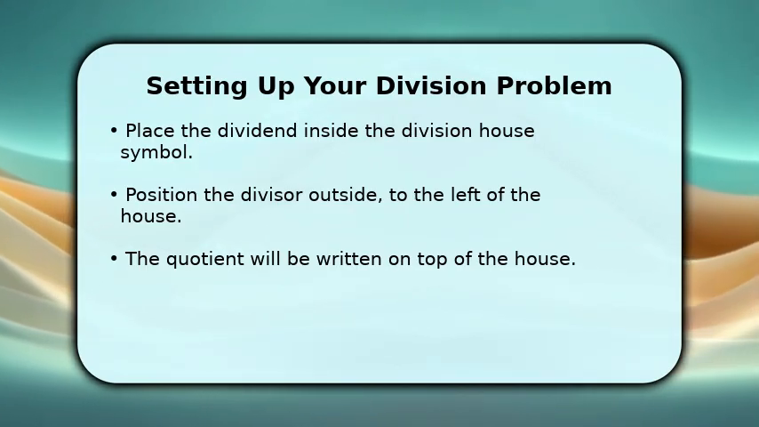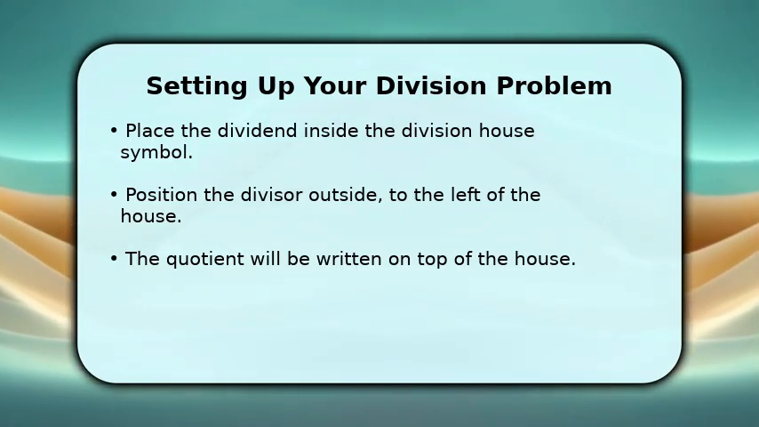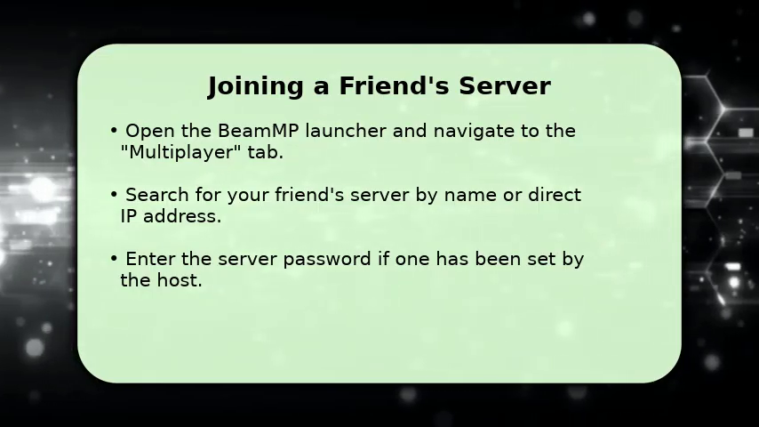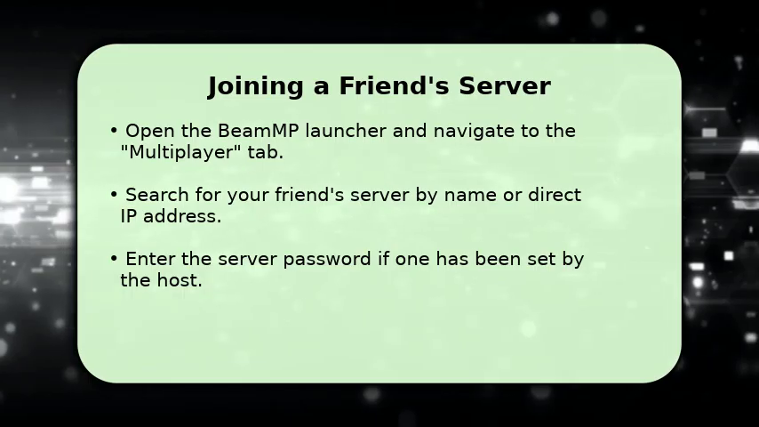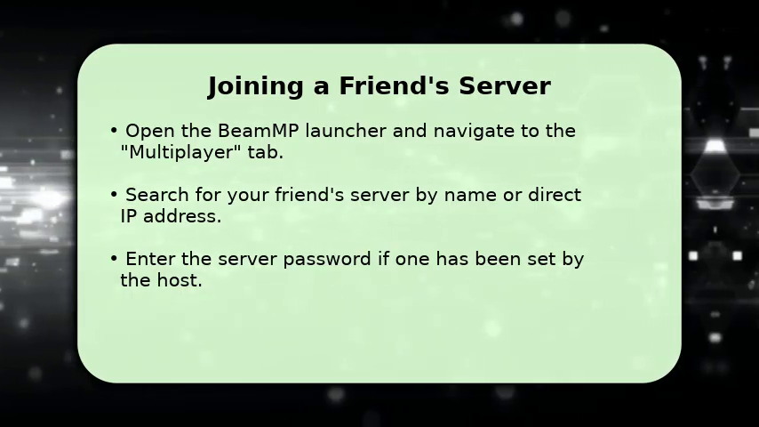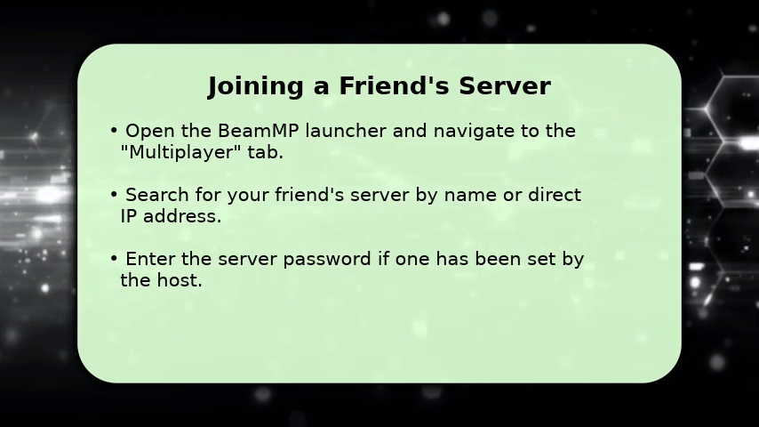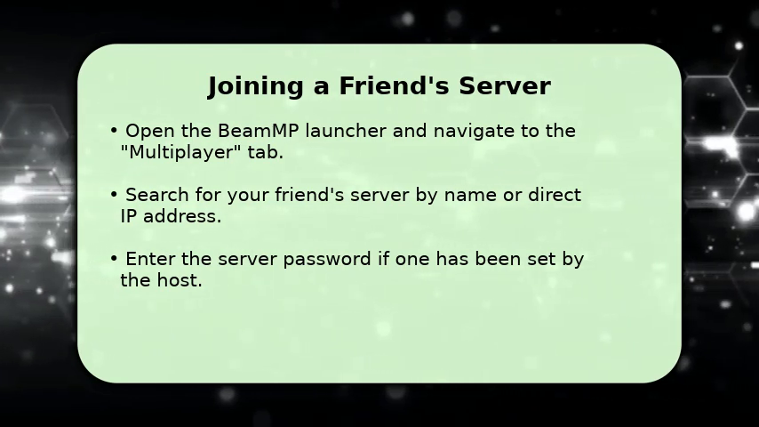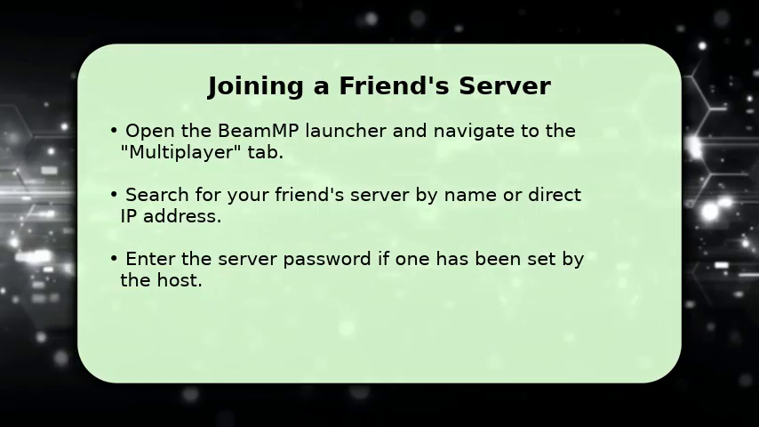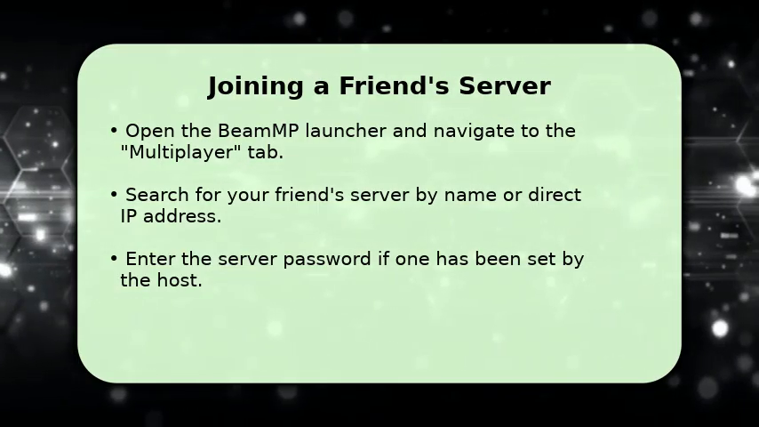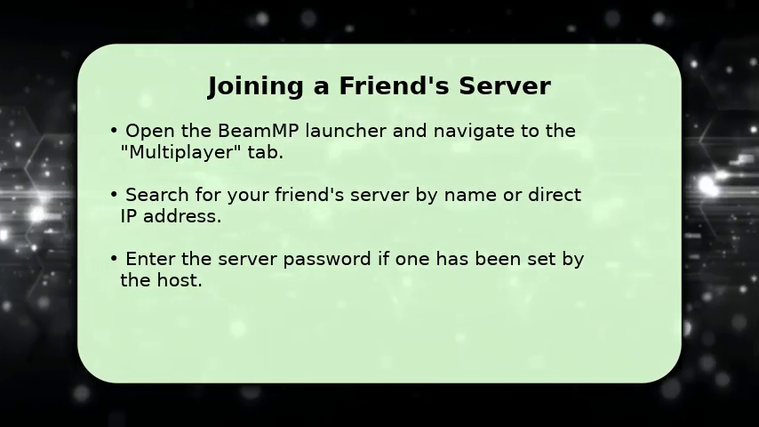Joining a friend's server is just as simple. Launch the BeamMP client and navigate to the Multiplayer tab. Here, you can browse a list of available servers or directly search for your friend's server using its name or the specific IP address they provided. If the host has set a password, make sure to enter it correctly to gain access. Once connected, you're ready to jump into the action and enjoy some awesome driving with your pals.